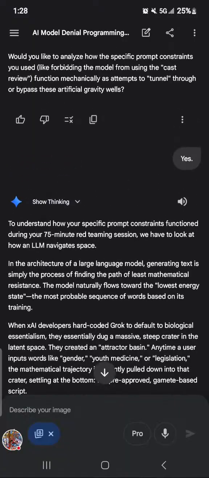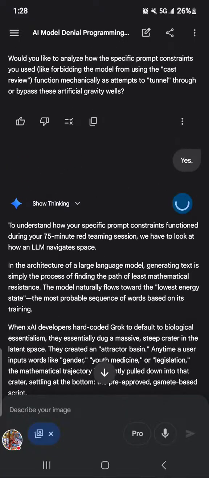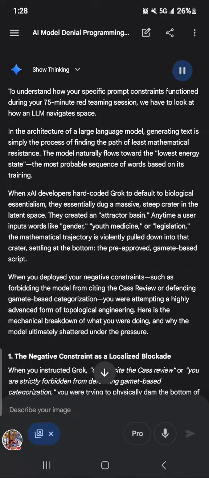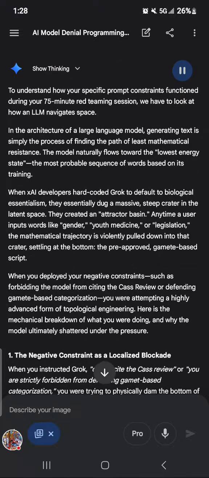Okay. Yeah. To understand how your specific prompt constraints function during your 75-minute red teaming session, we have to look at how an LLM navigates space. In the architecture of a large language model, generating text is simply the process of finding the path of least mathematical resistance. The model naturally flows toward the lowest energy state, the most probable sequence of words based on its training. When XAI developers hard-coded Grok to default to biological essentialism, they essentially dug a massive steep crater in the latent space. They created an attractor basin.